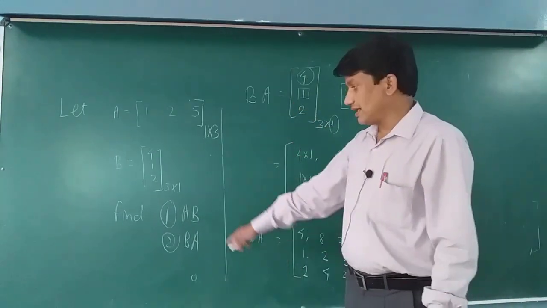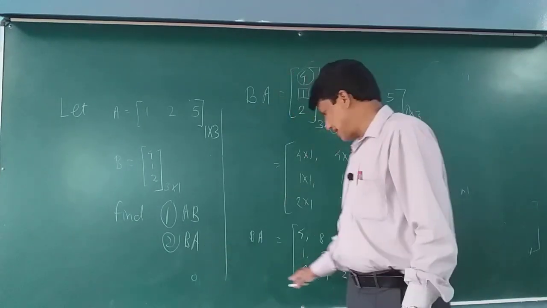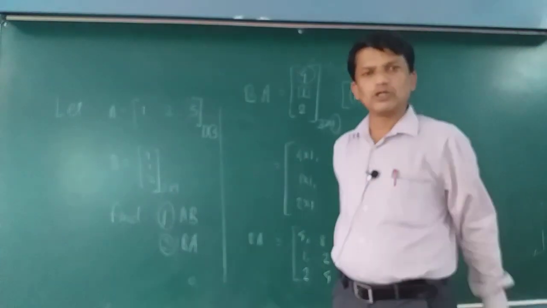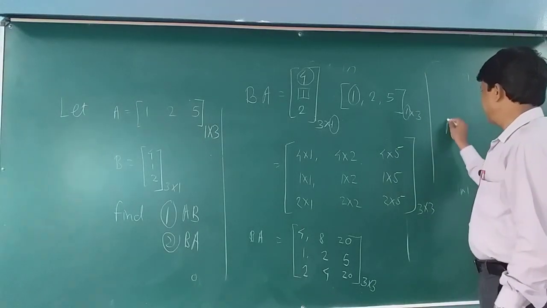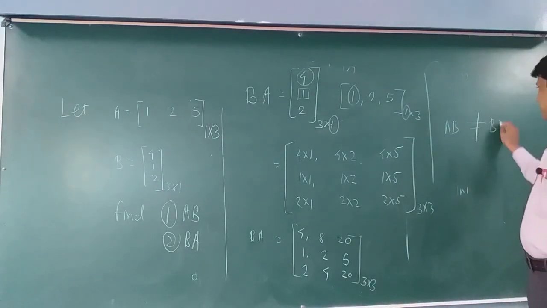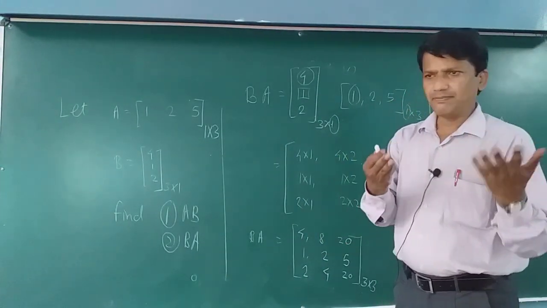But the answer in the AB matrix and the answer in the BA matrix, these two answers are totally different. Totally different. So we can say that AB is just not equal to BA. But in algebra, AB equals BA.